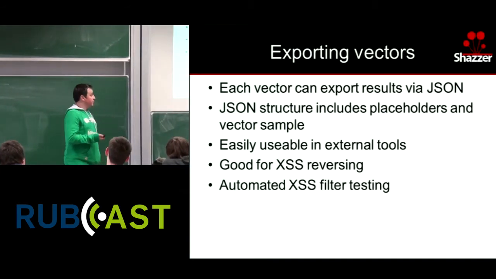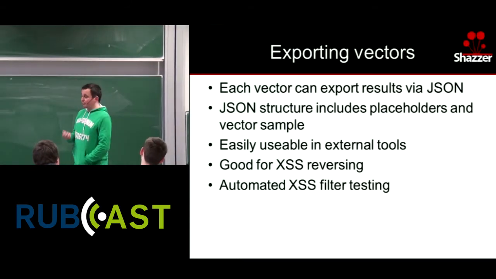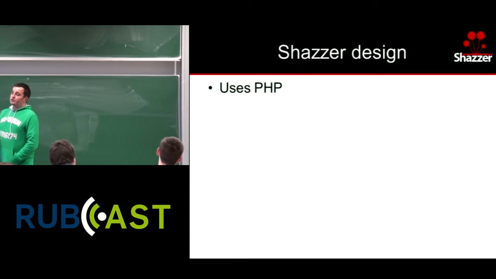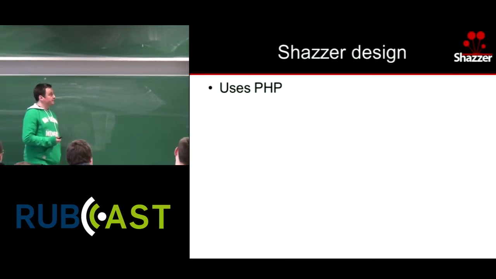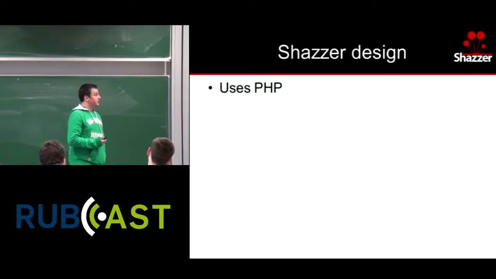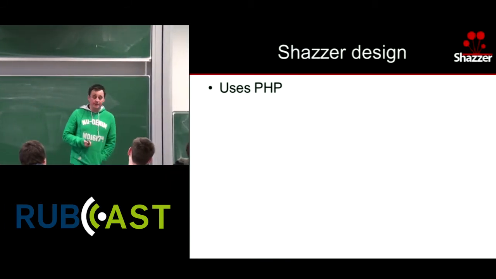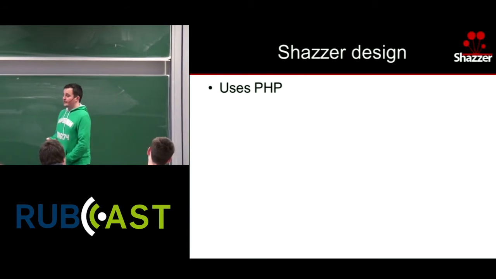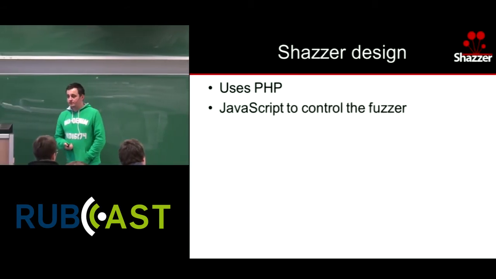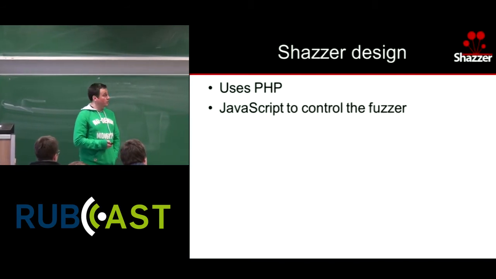So you can automate the process of testing a filter. I use PHP for it. The only reason is I don't really care what language I use, but I've done PHP and I'm comfortable with it. I know its issues. I know its good points and bad points. I use JavaScript to control the fuzzer.